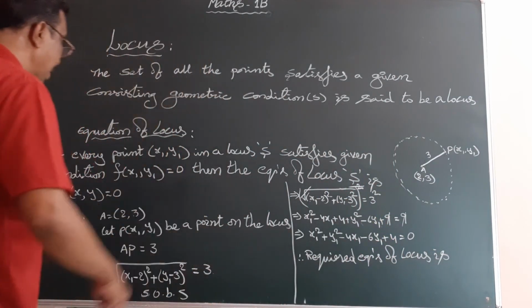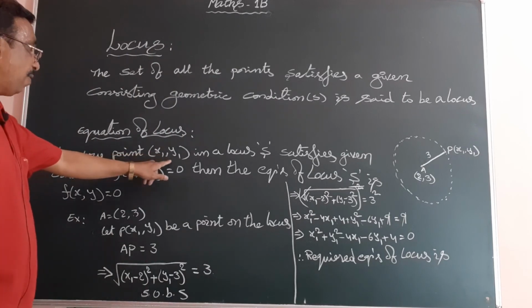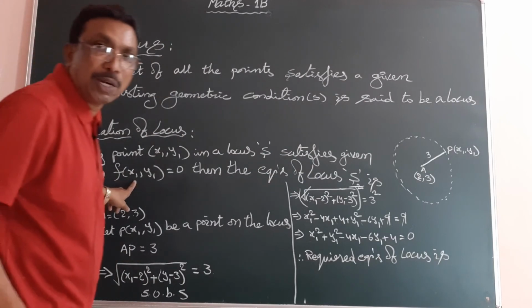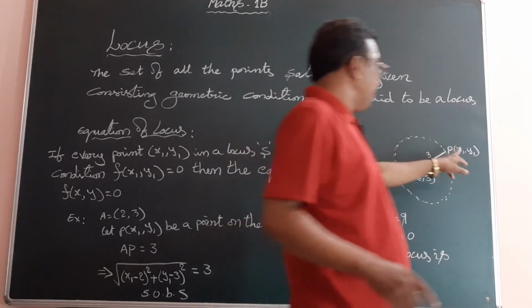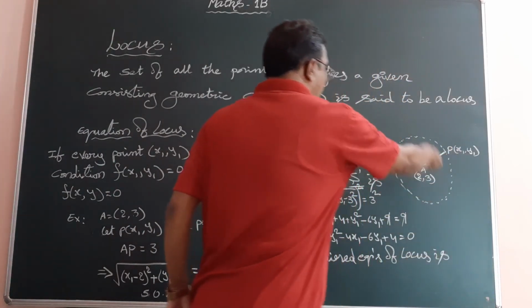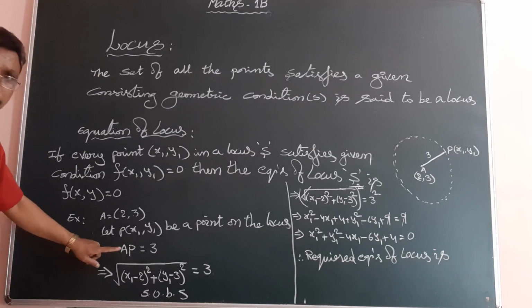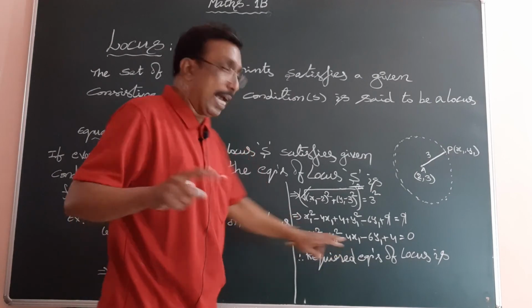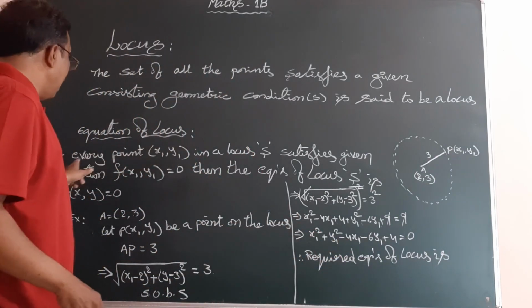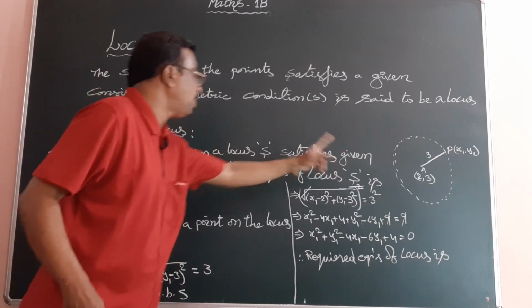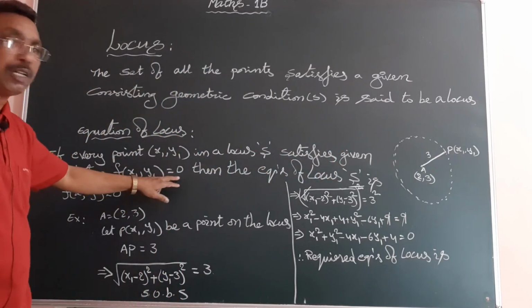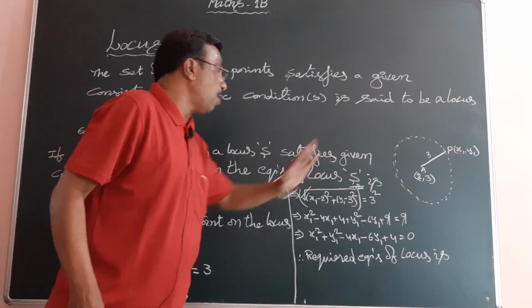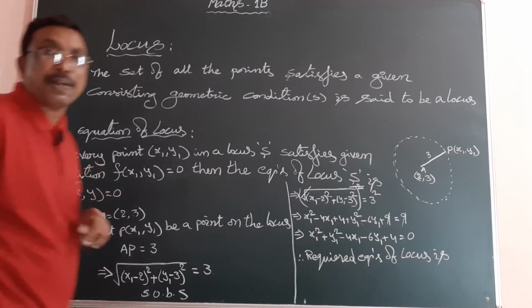All of you observe this one. If every point (x1, y1) in a locus satisfies the given condition f(x1, y1) = 0, so we consider one point and substitute the given condition. This point satisfies this equation. Then the equation of locus S is f(x, y) = 0.